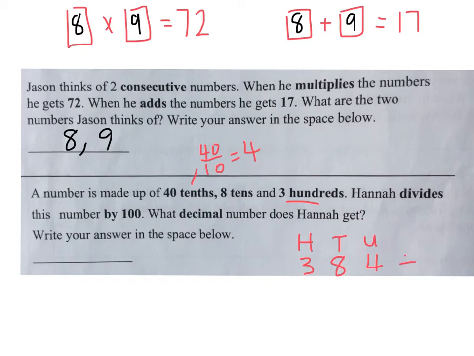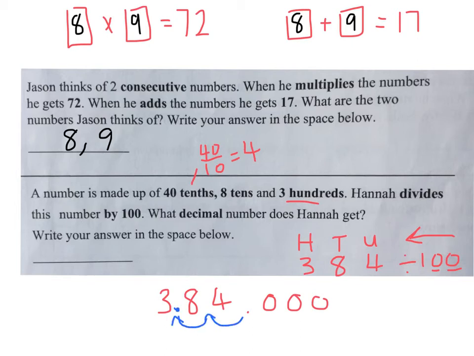And we have to divide this number by 100. So with division, we're going to be moving our decimal point to the left because the number is going to get smaller. And we're going to move it twice because there's two zeros. So 384 is just 384.000 and so on. And we're moving that decimal point two places to the left. 1, 2. So our new answer is 3.84.